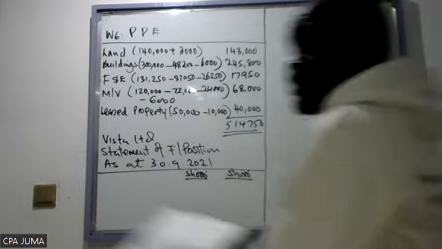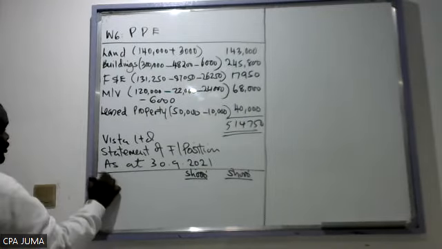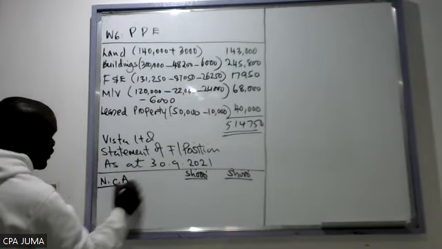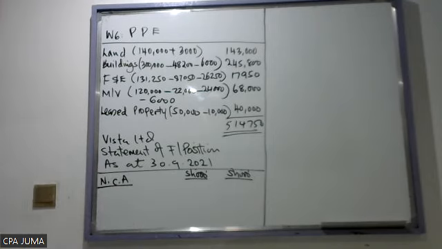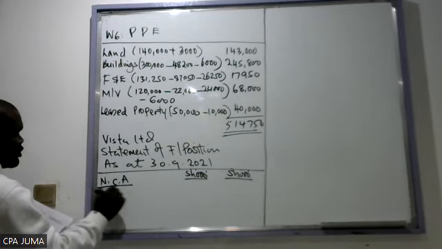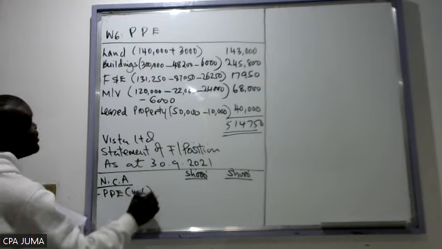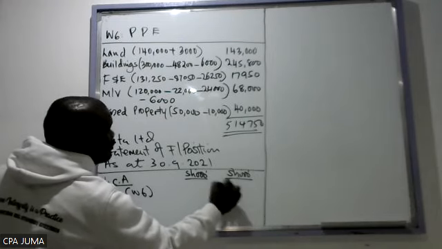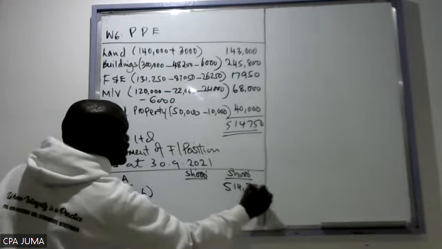All right, so people are ready. Non-current assets. So we have PPE, working number 6. We have gotten 514,750.